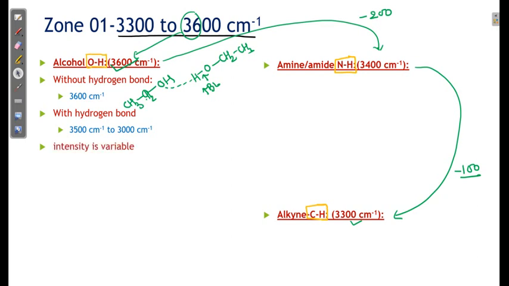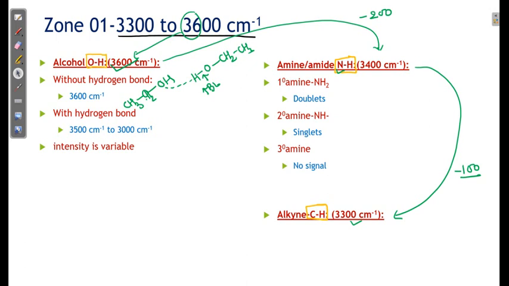and the intensity is very variable. In the case of amines and amides, they have a nitrogen and a hydrogen. Here nitrogen is less electronegative and oxygen is more electronegative, so oxygen requires a higher value, and nitrogen, being a little less electronegative, requires a little lower value. A primary amine gives a doublet. A secondary amine gives a singlet, and a tertiary amine gives no signal.